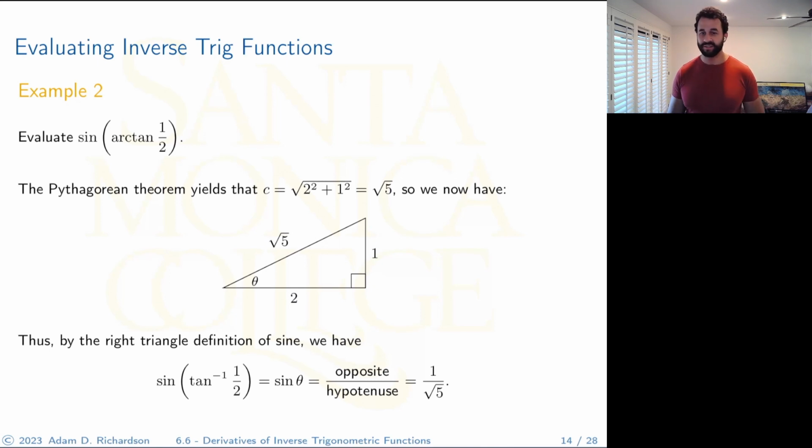And you can stop right there. You don't need to rationalize this. I don't care if you rationalize it or not. It's totally acceptable to leave it as 1 over the square root of 5.